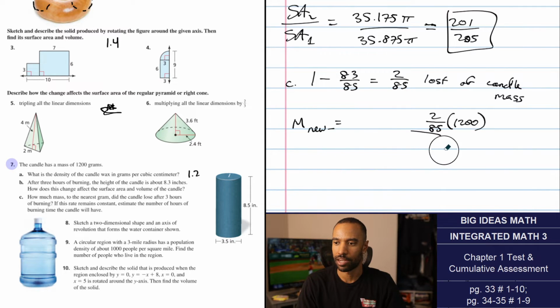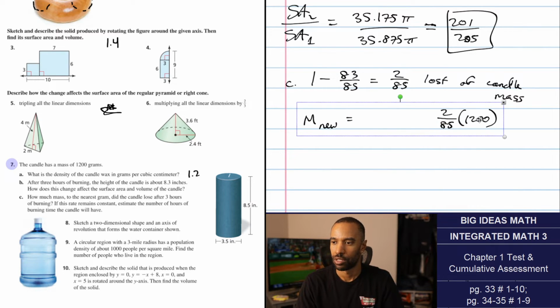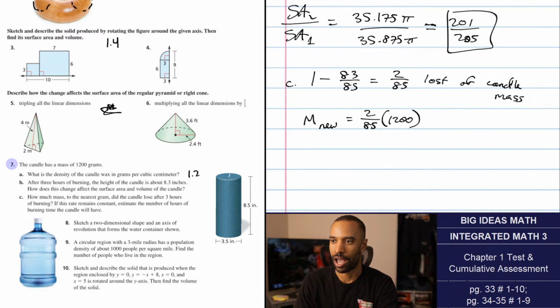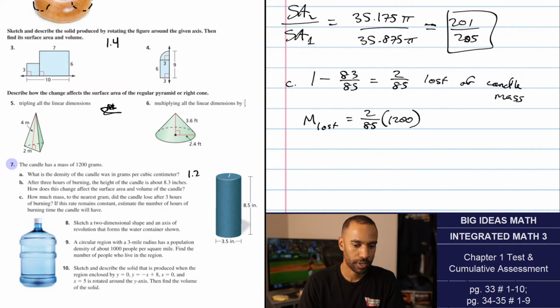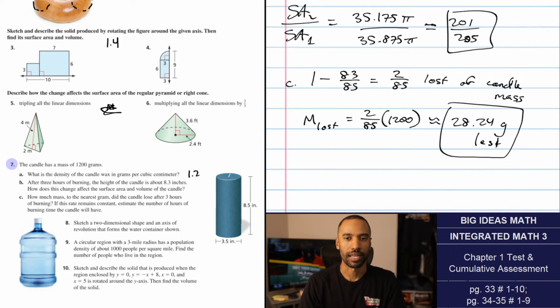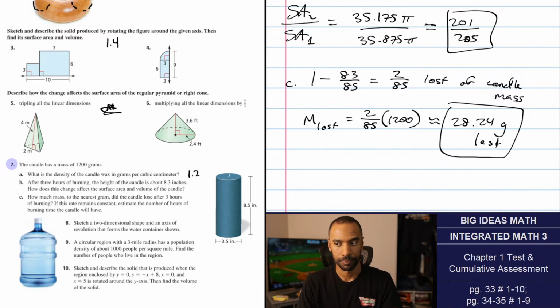2/85ths of that number. It looks like it was around 28 or 29 grams or so. So mass lost, not mass new, mass lost. Sorry about that. Let's do it again though. 2/85ths of 1200 is about 28.24. 28.24 grams lost. Okay? So that's the first part of part C.